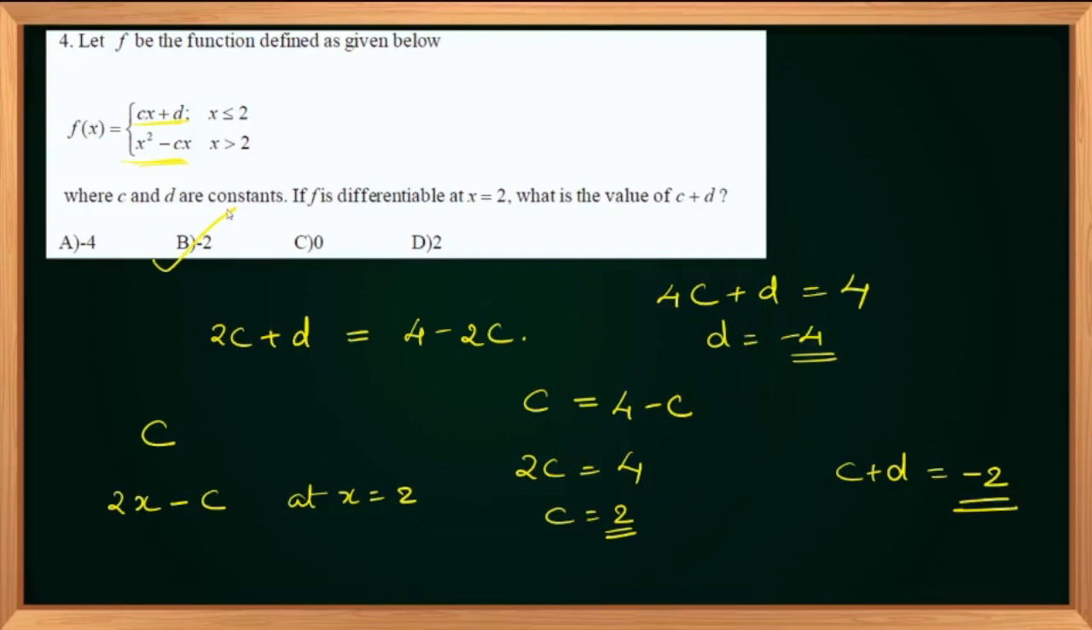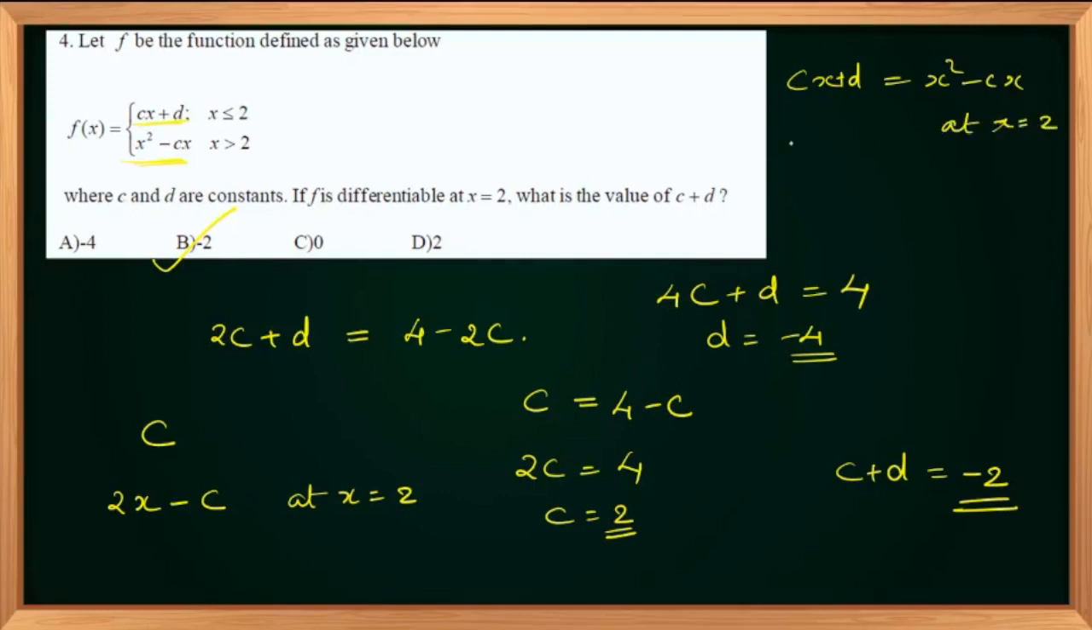Okay, so we'll wind up here. Did you all understand what I have done here? Or should I repeat? I have just done two things. At x equal to 2, it should be continuous for differentiable, right? So first cx plus d must be equal to x square minus cx at x equal to 2.